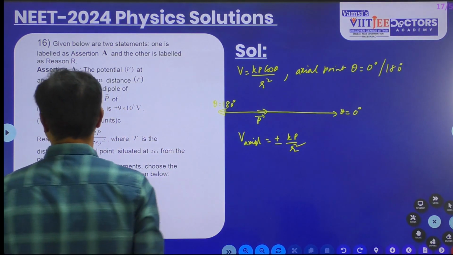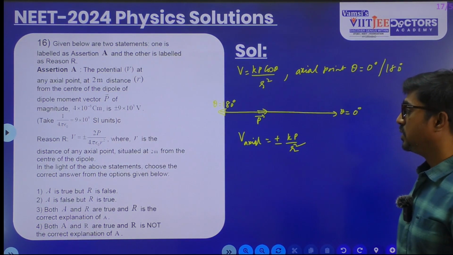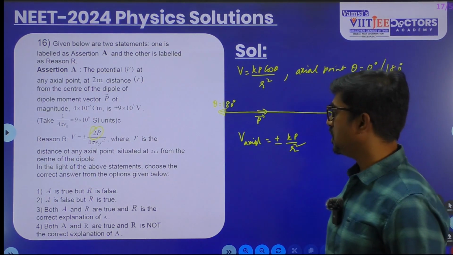So this is correct. That means for the reason, you see V equal to plus or minus 2 Kp by r square, right? They gave 2 Kp by r square, no? 1 by 4 pi epsilon naught is K. That means our reason is wrong.